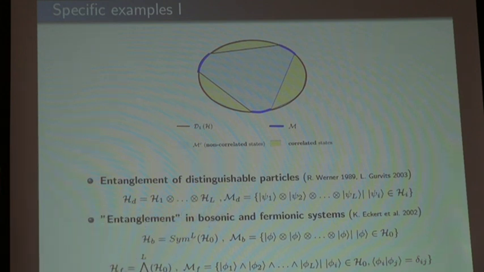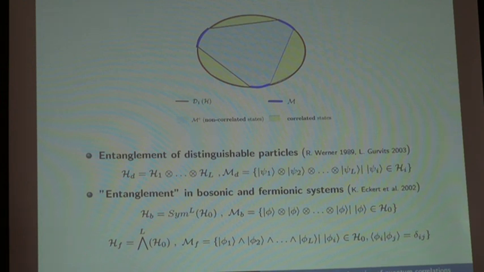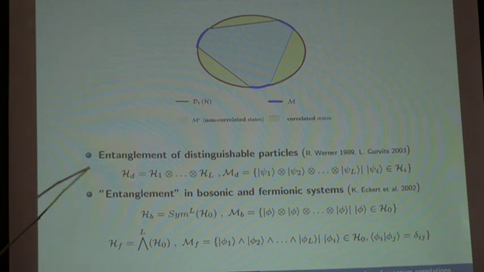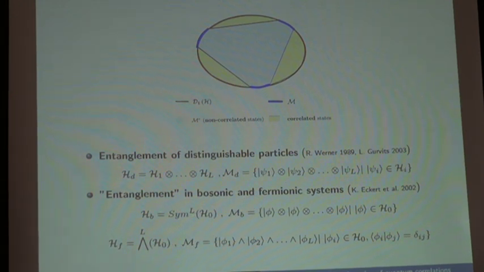Another setting is where I have a fixed number of bosons, say L bosons, with single particle Hilbert space H. Excuse me, I'm slow in understanding these things. But the words bosonic and fermionic apply to indistinguishable particles, not distinguishable particles. Here I have distinguishable particles, and here I have bosonic and fermionic systems, which consist of indistinguishable particles.